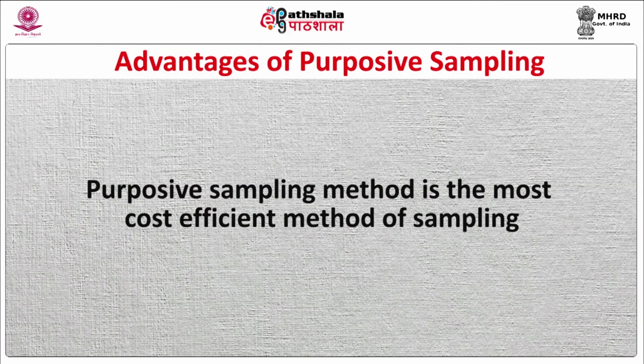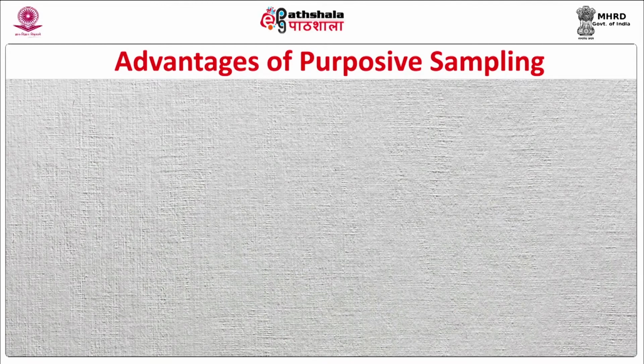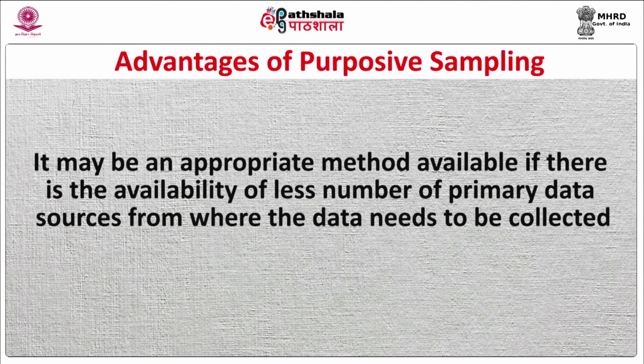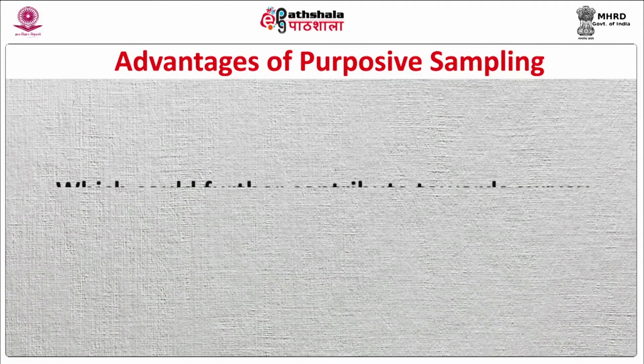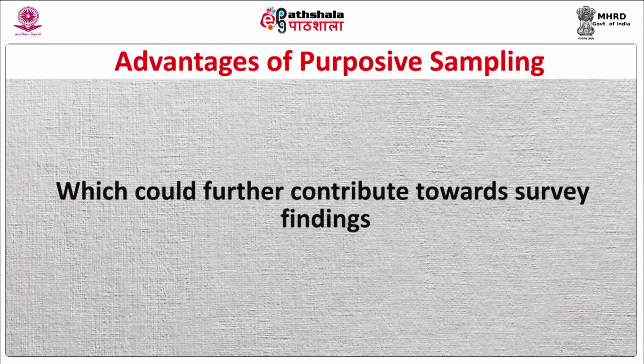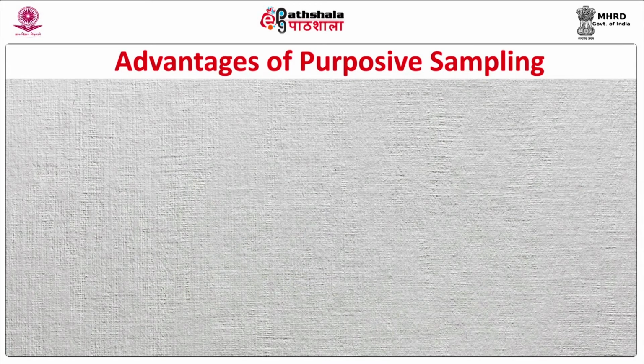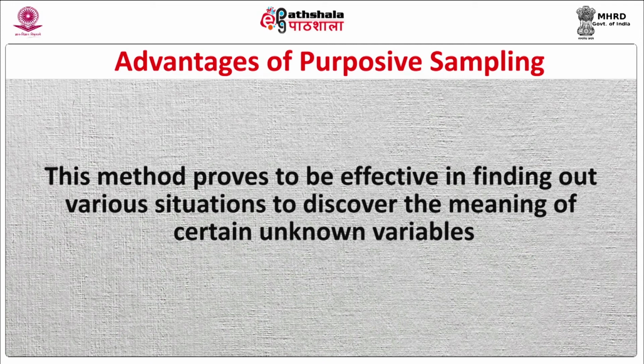Purposive sampling is the most cost-efficient method of sampling. It may be an appropriate method if there is the availability of a smaller number of primary data sources from where the data needs to be collected, which could further contribute towards survey findings. This method proves to be effective in finding out various situations to discover the meaning of certain unknown variables.